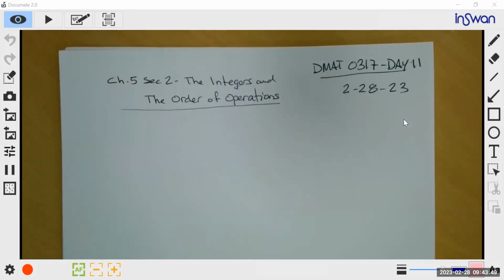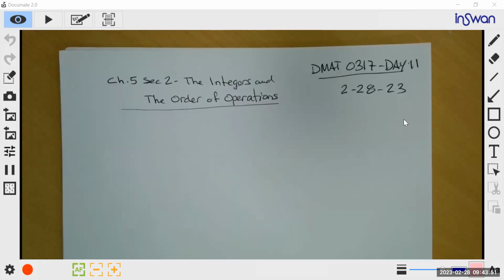Honestly, this is where the most errors occur. The order of operations, because of the way you were taught in the past and you were forced to memorize a specific way, is usually wrong. So this is where it all falls apart.